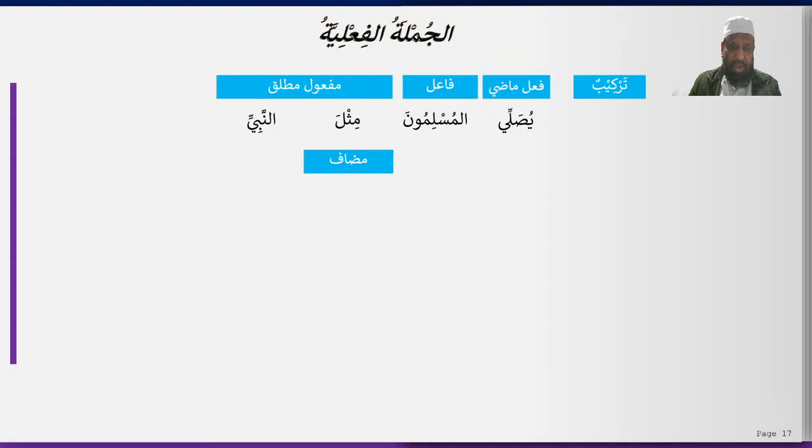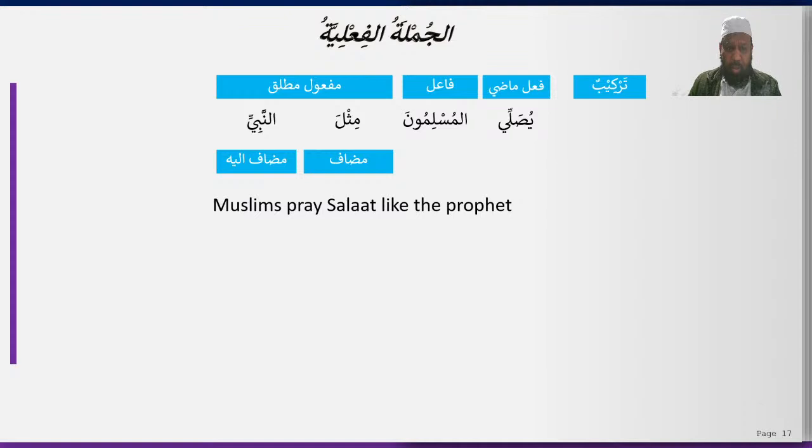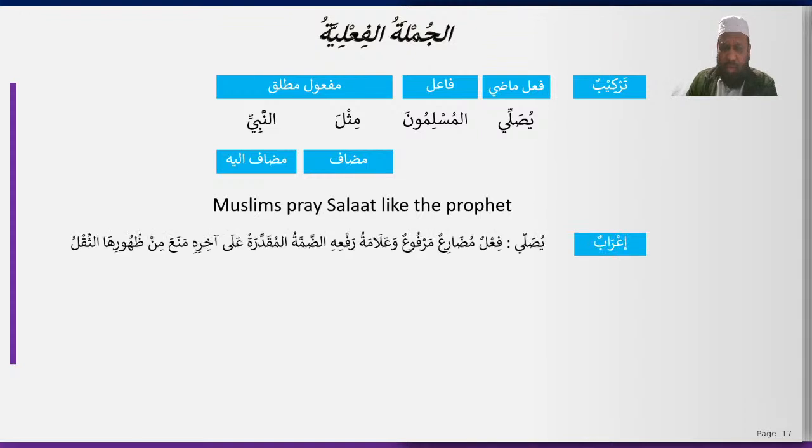And we have a phrase here, مثل مضاف, النبي مضاف إليه. Muslims pray salat like the Prophet sallallahu alaihi wasallam, like the salat of the Nabi. Instead of writing salat again, we say يصلي المسلمون مثل النبي. Muslims pray salat like the Prophet.